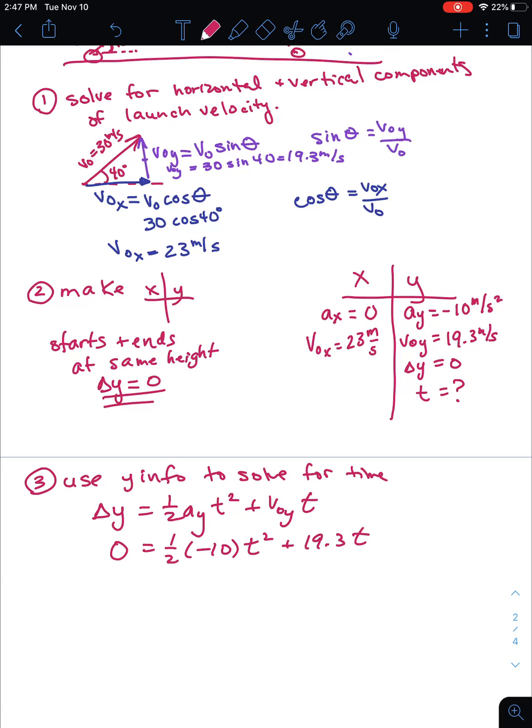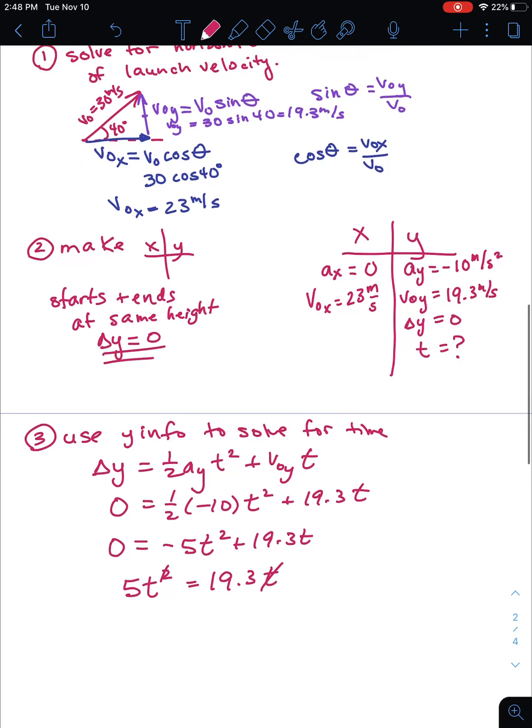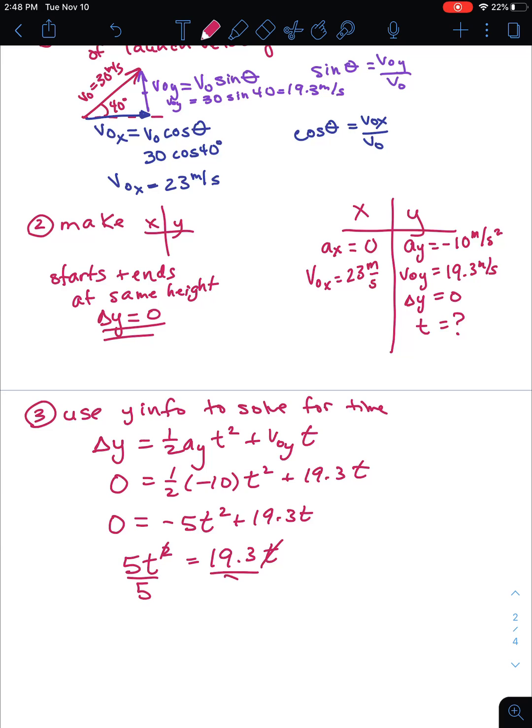And what we could do here, don't tell your math teacher, is we could do a little bit of bad math in order to solve for our answer. What I mean by that is this is the same thing as 0 equals -5t² plus 19.3t. I'm going to add 5t² to both sides. 5t² equals 19.3t. Then I can just cancel out one of these t's. And when I divide both sides by 5, I get that t equals 19.3 divided by 5, or 3.86 seconds.